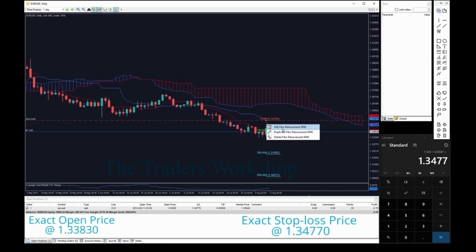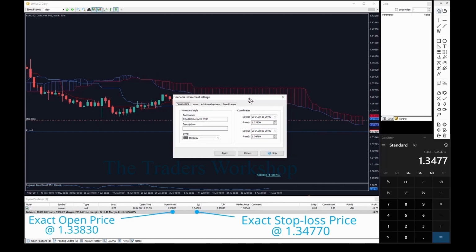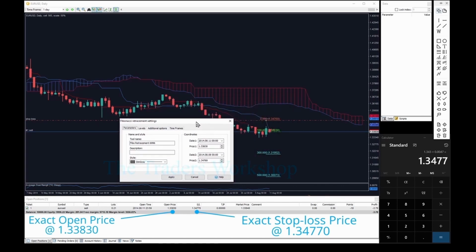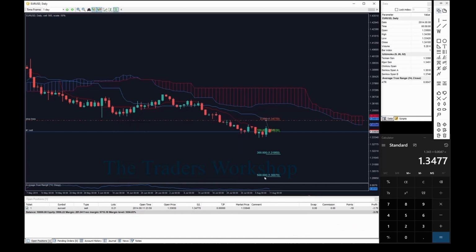Now, let's edit the tool at the exact open price and stop loss price. The exact open price should be at price 1, at 1.33830. And exact stop loss price should be at price 2, at 1.34770. Click Apply when you're done.